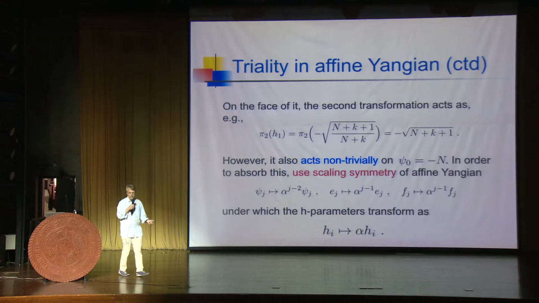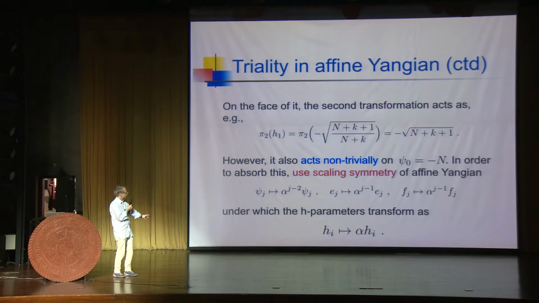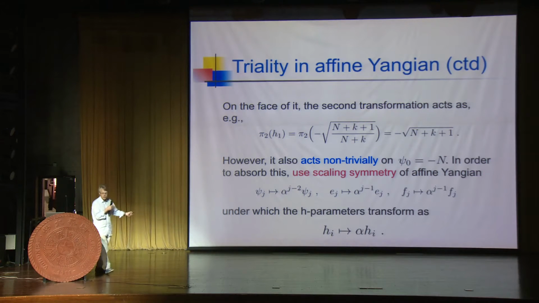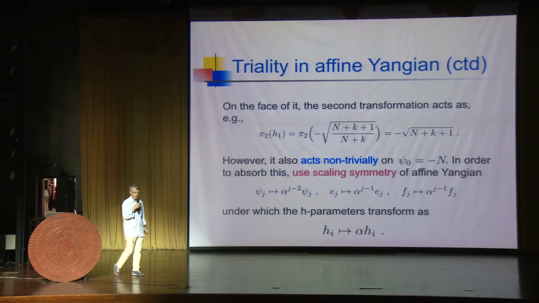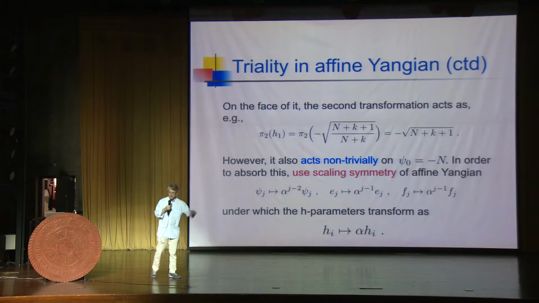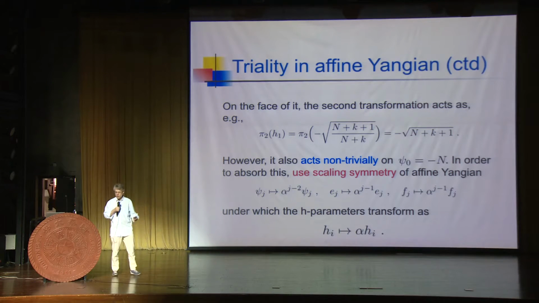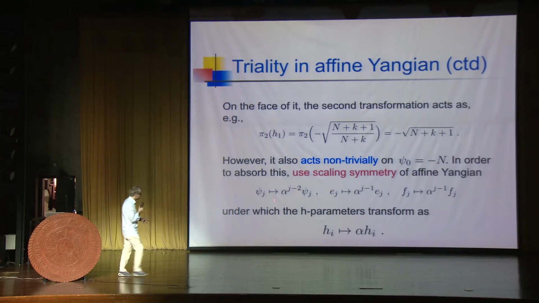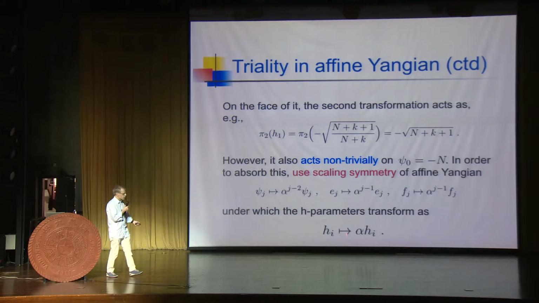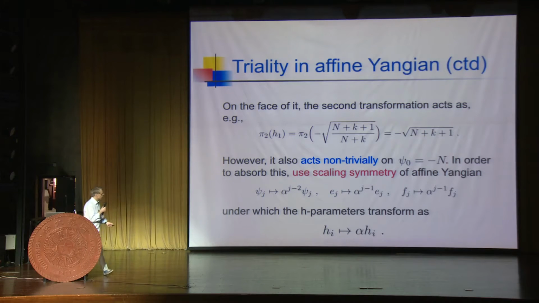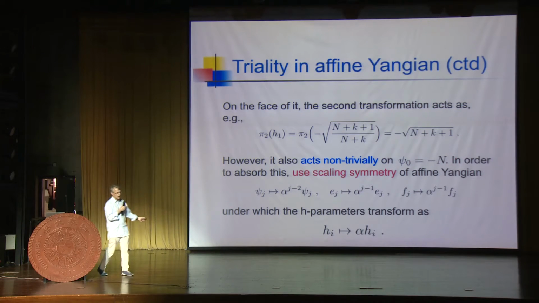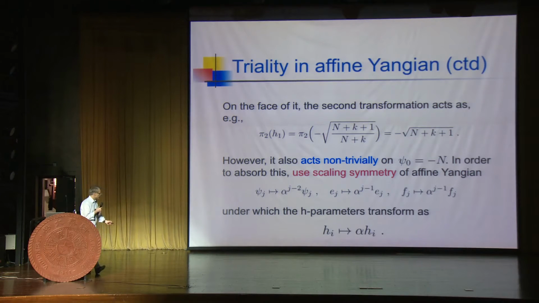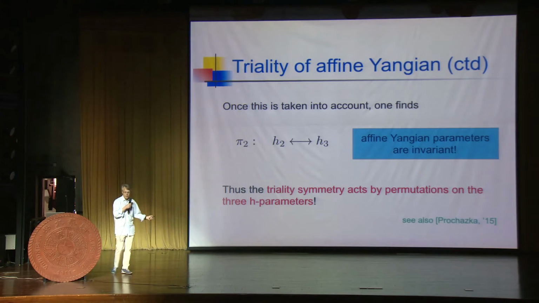Now, the second transformation is a little bit more subtle, because if you just do it on the nose, you get some garbage which isn't equal to any of the h's. But you also notice that psi 0 got rescaled in the process, and there's something I didn't tell you before. There's a scaling symmetry inside the affine Youngian. If you had been counting parameters, you would be a little bit worried that I had so many parameters. You can rescale the psi's, the e's, and the f's, and in the process rescale the alphas in that manner. So if I rescale psi 0 to bring it back into the form of minus n, what this does is that the second transformation just leads to the exchange of h2 and h3.